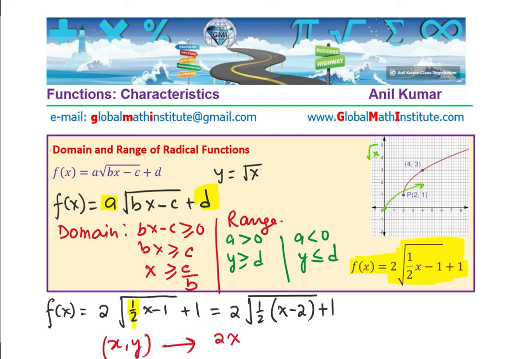So x and then plus 2 on the right hand side, y values will get multiplied by 2, and then we are going to add 1. That is going to be the transformation of the points. So if you do this transformation of the points on the given function, that is what you're going to get.